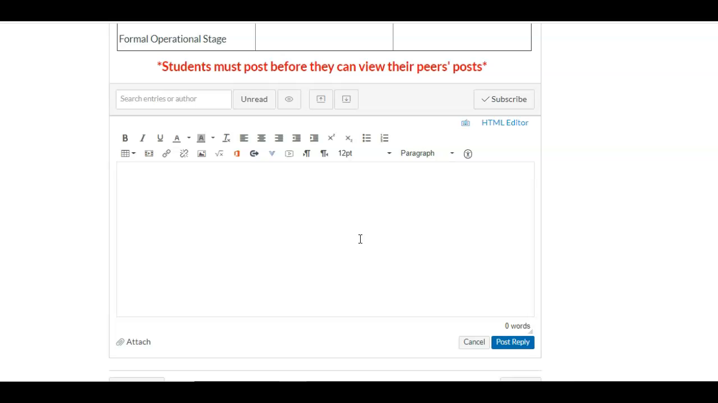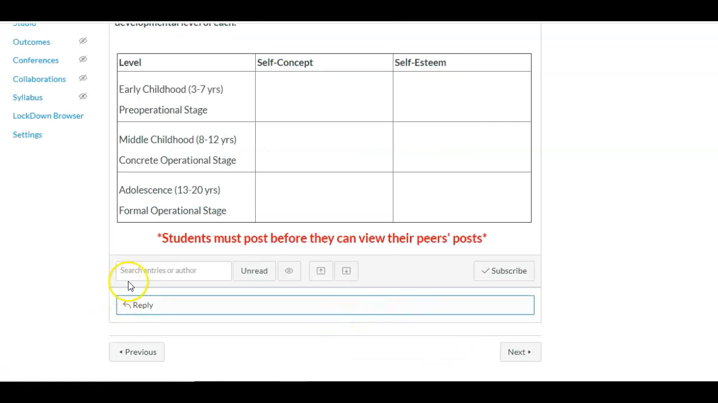It also maintains academic integrity. So you'll go ahead and write out your stuff here, and you'll hit post reply. If you want to attach something, you can attach it here, and this will take you straight to your computer so you can attach files. All right, I'm just going to hit cancel to get out of here. And once you post, you'll be able to see your peers' posts.